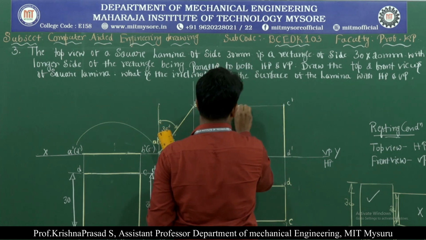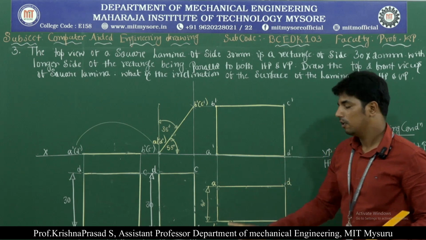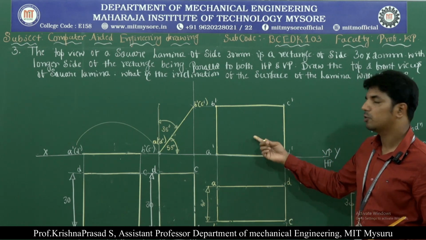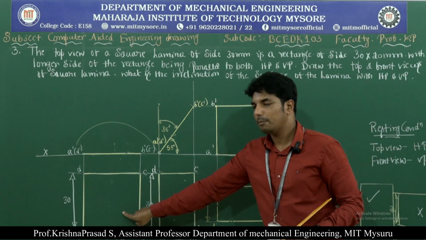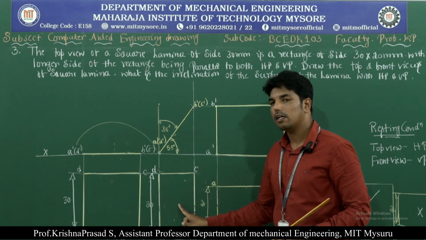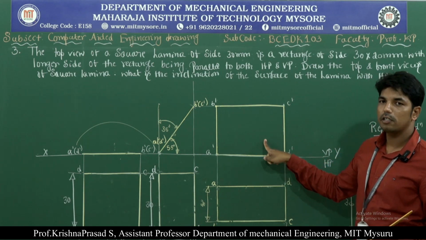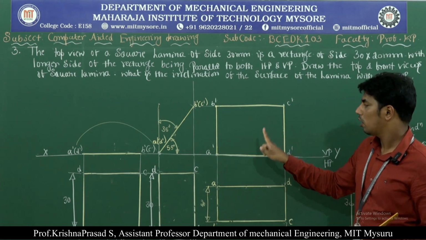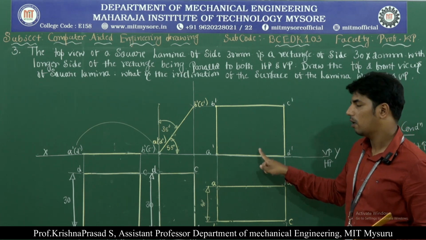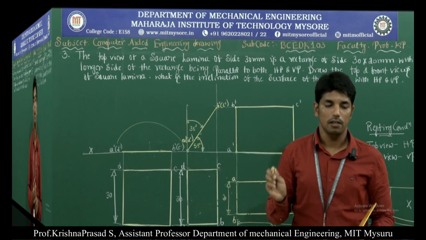Okay, this is called a square lamina, parallel to both HP and VP, from 30 mm to a rectangle that is called 30 into 20, and the rectangular lamina is parallel to both HP and VP. This is the final position regarding the last problem on the square lamina. So this is regarding these problems on square lamina.